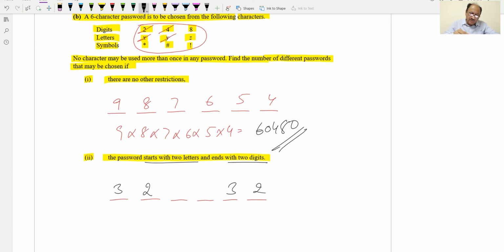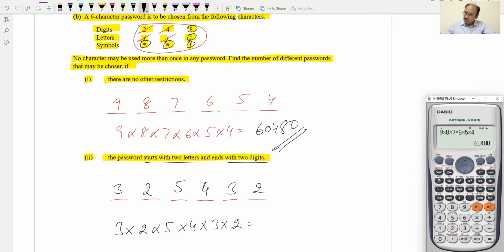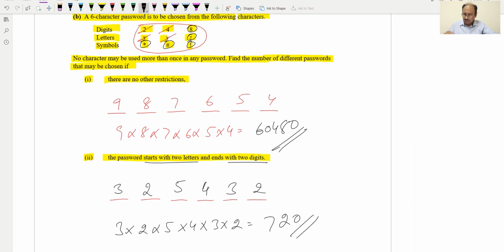Now the total remaining are 1, 2, 3, 4, 5, and we can fill this one with 5 options and 4 options. We can multiply 3 into 2 into 5 into 4 into 3 into 2, and this is equal to 720. So 720 will be the answer for this part.